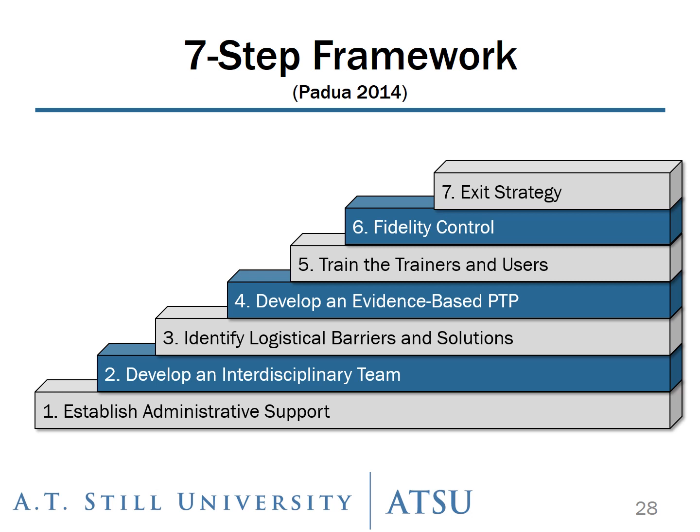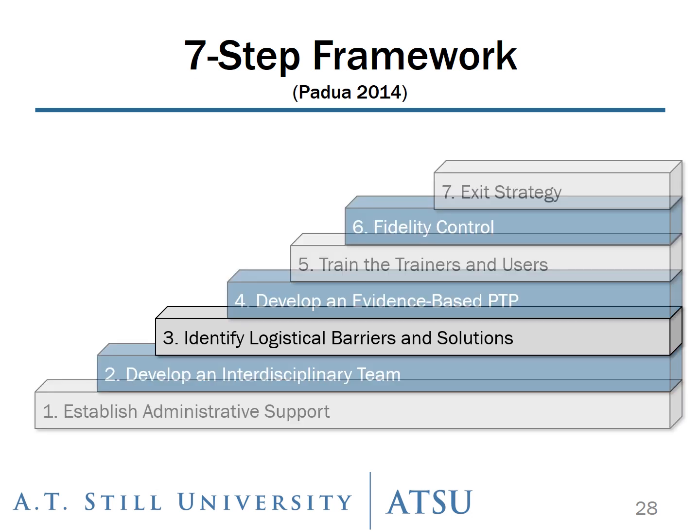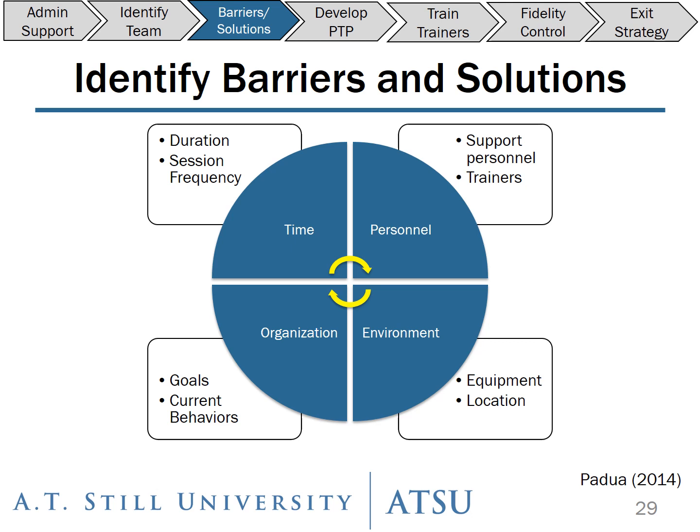So for the next step, the interdisciplinary team should identify logistical barriers and, very important, solutions to those barriers. Barriers and solutions can span a huge variety, but here we have them divided into 4 subcategories, starting with the top left corner. Time, or how long the program is and how frequently the program will be implemented within a given week or a given season.